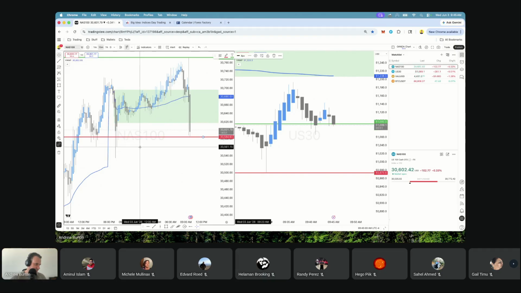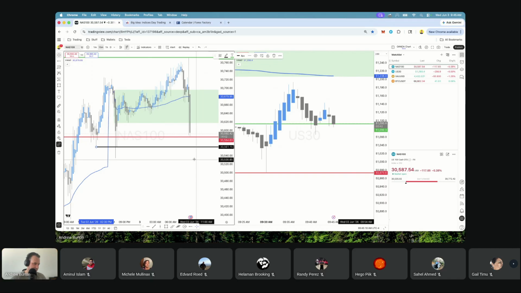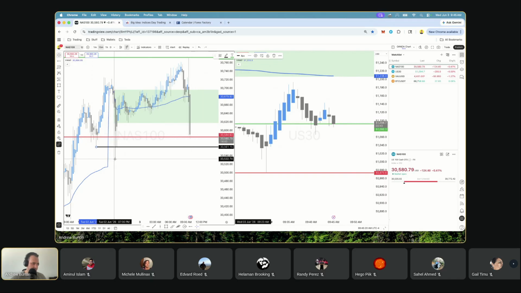This is probably not the trade we want, guys. If it does break below, it could just go this far, right? Or maybe even to this wick, which would be okay.